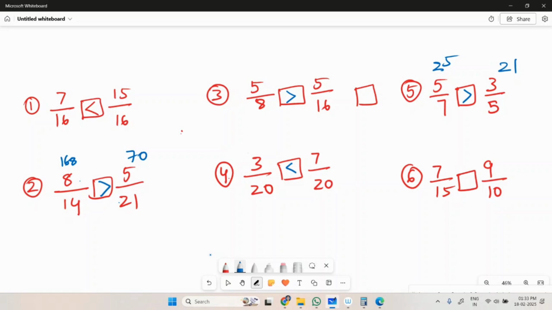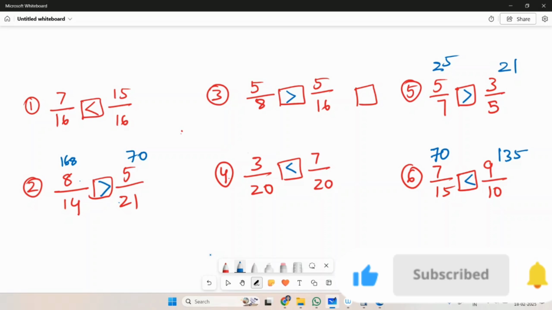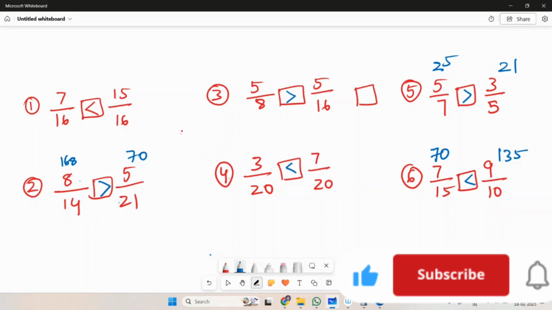Now let's compare these unlike fractions. 10 times 7 is 70. 15 times 9 is 135. Now which is bigger? 9 upon 10 is bigger because 135 is greater than 70. Okay, this is how we can compare the fractions in a simple and easy way. I hope you understand the video.